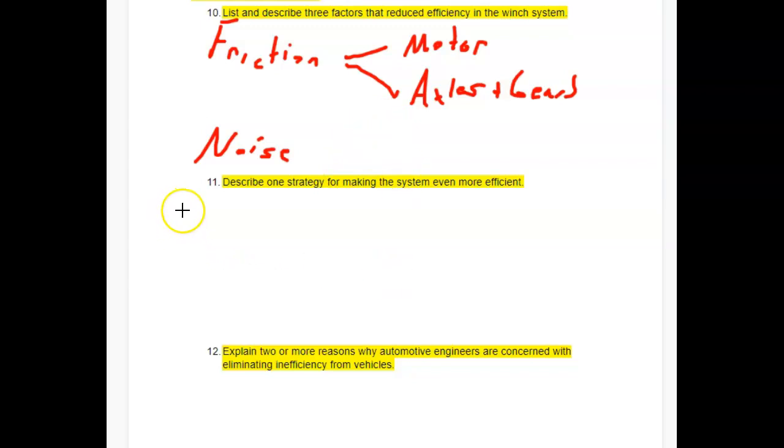So I'll let you guys just answer number 11: describe one strategy for making the system even more efficient. And number 12: explain 2 or more reasons why automotive engineers are concerned with eliminating inefficiencies from vehicles. Once you do those, you should be able to turn it in. It shouldn't be too bad. The video here is 20 minutes, and it will probably take you another 10 minutes to finish it up. So it should be about 30 to 45 minutes. It should be a good assignment.